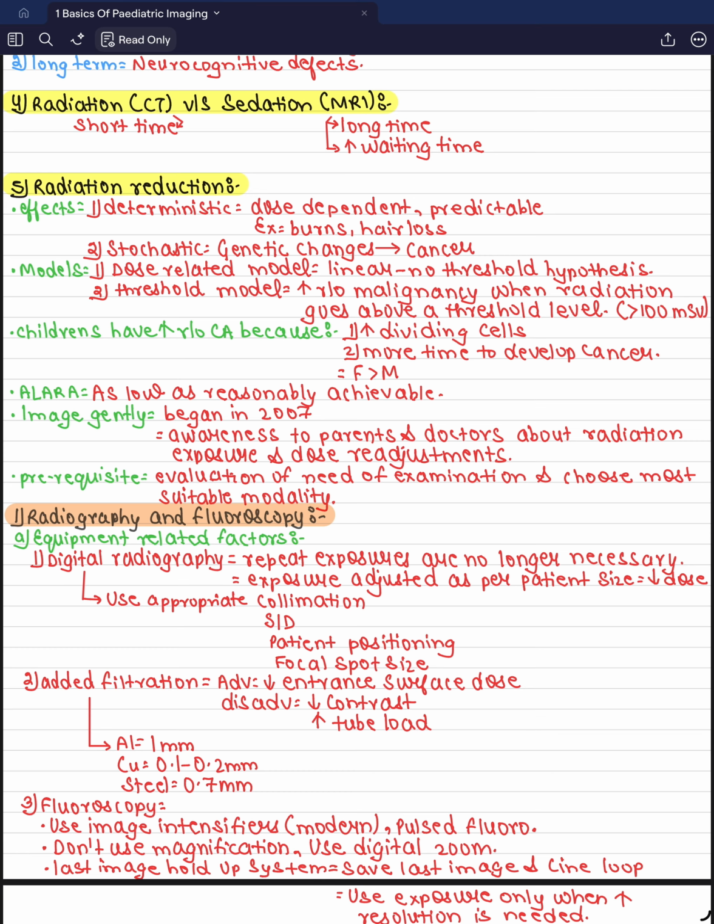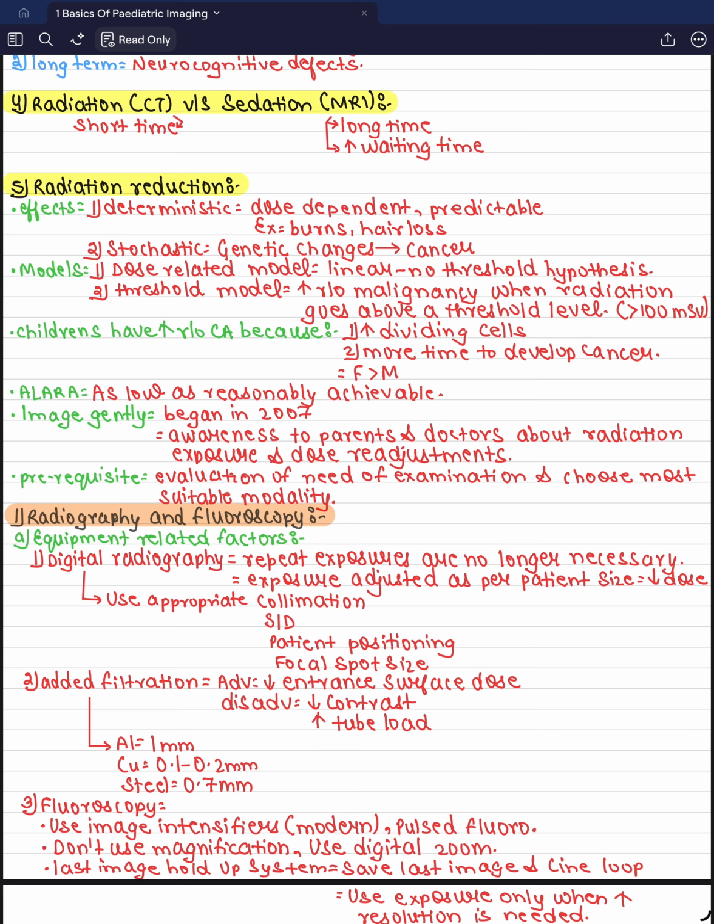On the other hand, some people gave a threshold model. So they said no, there is a threshold. So there is increased risk of malignancy when radiation goes above a threshold level. Above what level? Above 100 millisievert, which is rarely reached in CT.